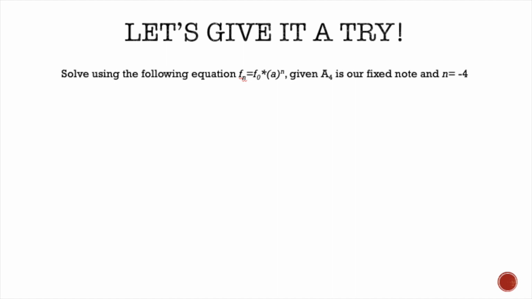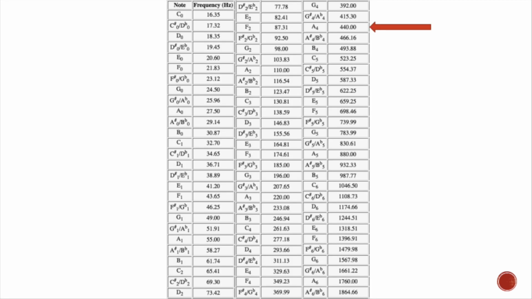Let's work through an example together. Solve using the following equation: Fn equals F0 times a to the n, given A4 is our fixed note and n equals negative 4. Given that A4 is going to be our fixed note, we're going to return to this table again, and we find that A4 vibrates at a frequency of 440 Hz.